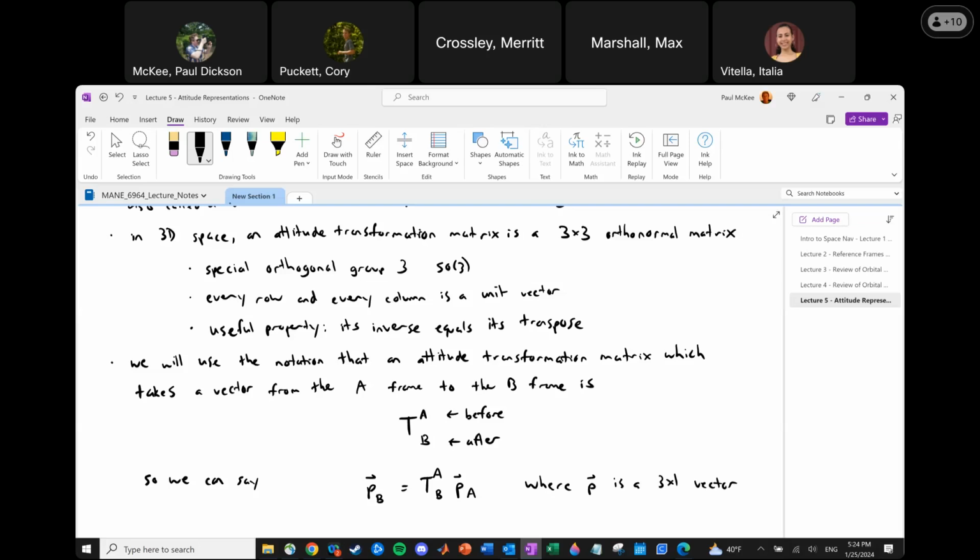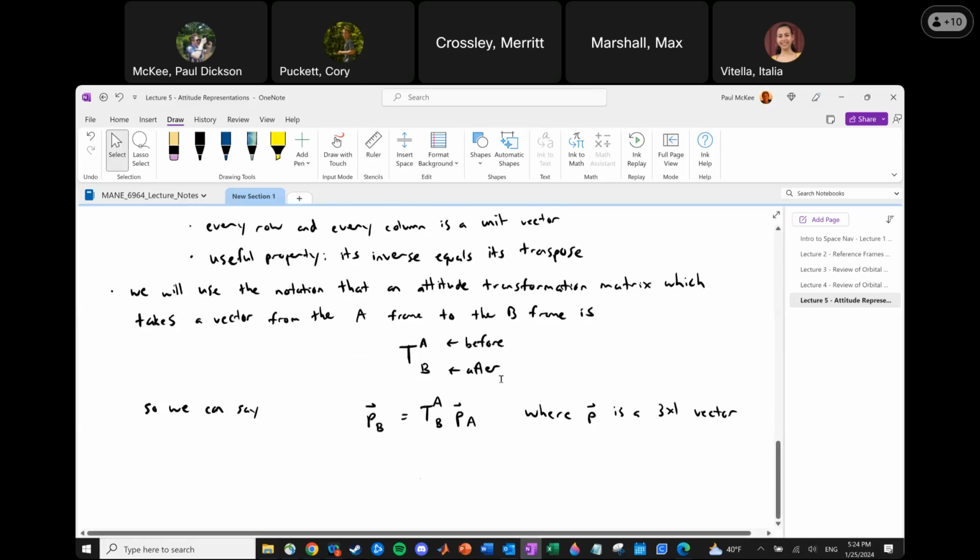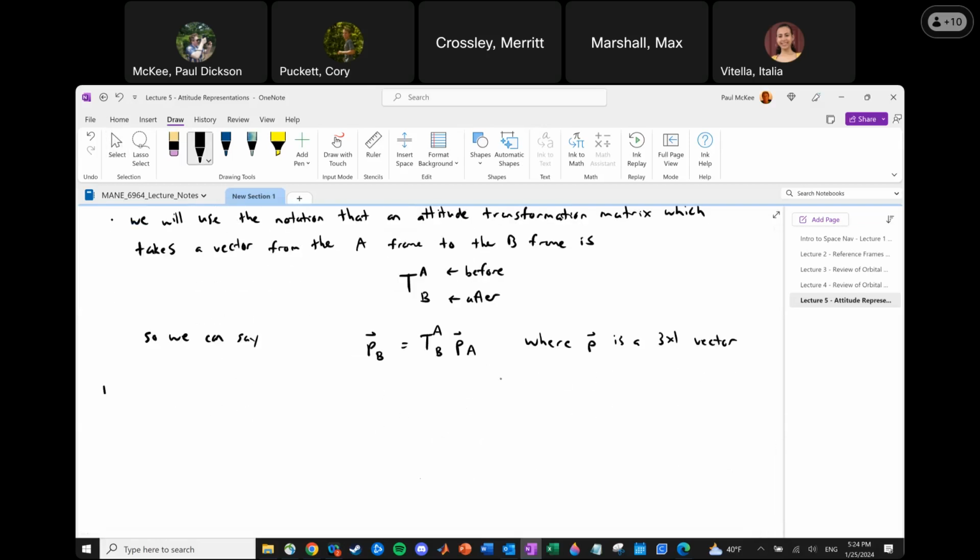Very good. So let's do an example. Simple rotation about the z-axis. So some of you have seen this before. Some of you are kind of snoring at this moment because you've seen this a bunch.